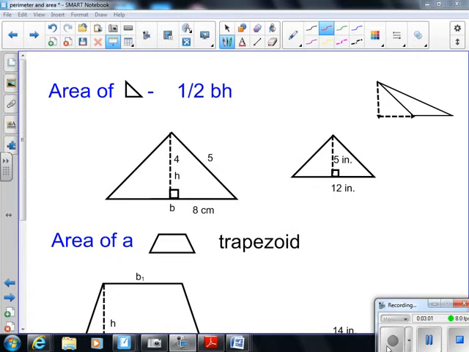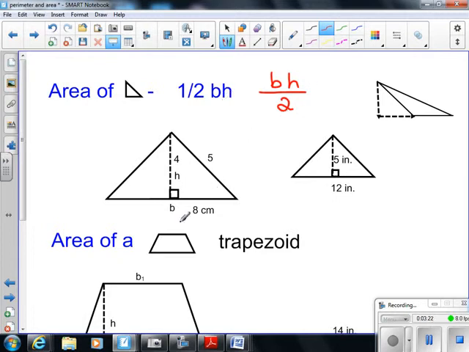How to find the area of a triangle. I like to think of it as you take the base times the height and divide it by 2. Now a lot of your textbooks will say that it's a half times the base times the height, and that's fine as well. I just don't like to work necessarily with fractions, so I take the base times the height and divide it by 2.